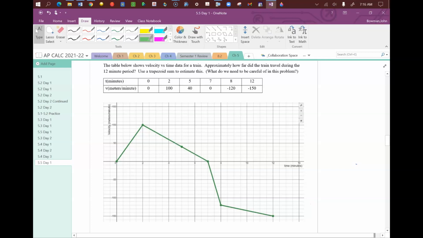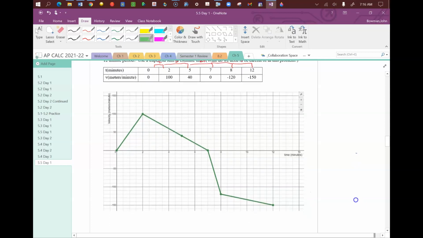So we need to use the idea of the area between the function and the x-axis to deal with this situation. So what do we have? We want to know approximately how far the train traveled during the 12-minute period. On the horizontal axis, we have time in minutes. On the vertical axis, we have velocity in meters per minute. And as you can see, our intervals are, let's see, 2, 3, 2, 1, and 4. So they are not equal intervals, therefore not equal heights for our trapezoids.